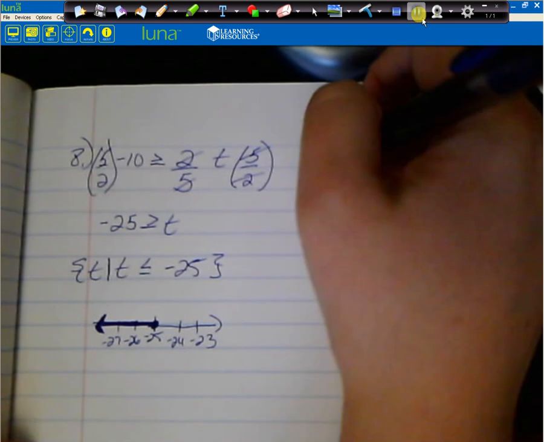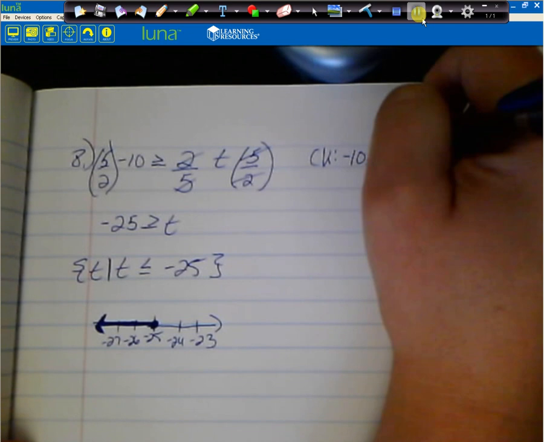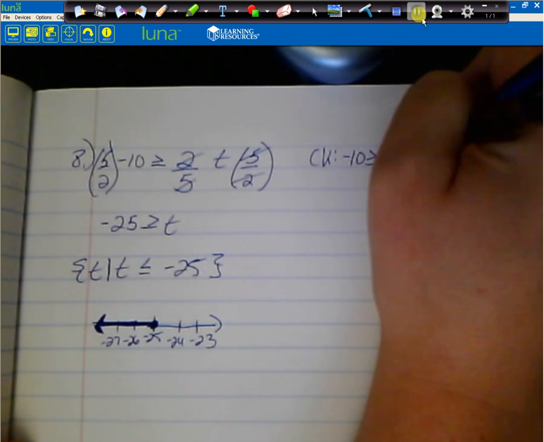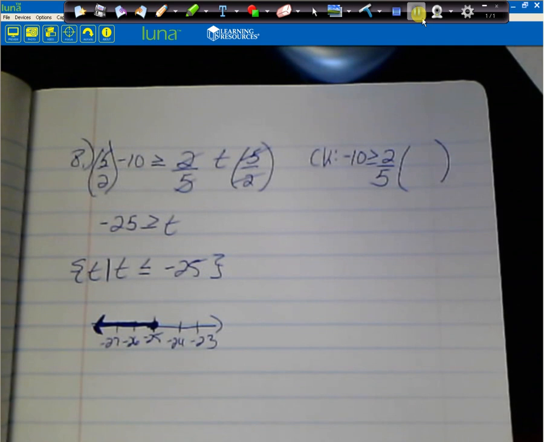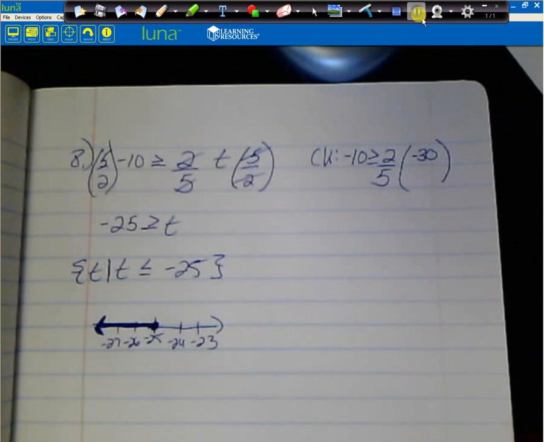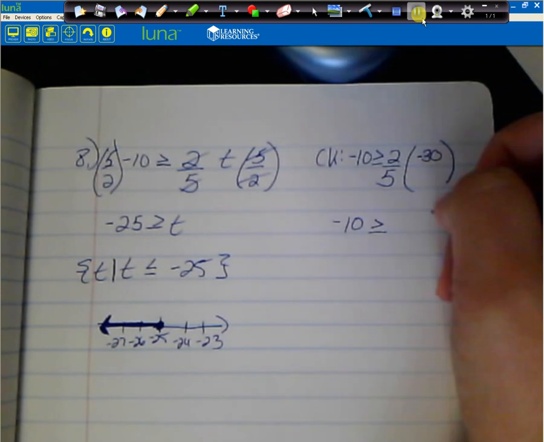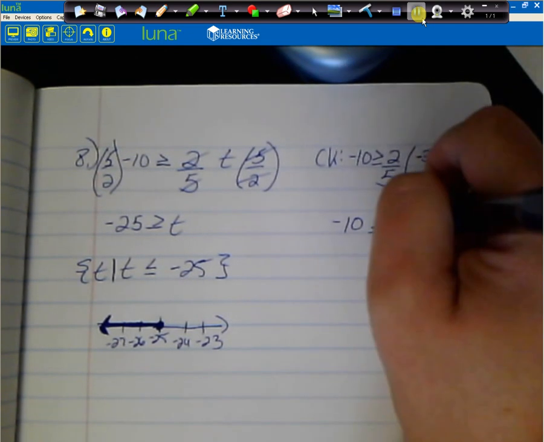Again, make sure that you go back to the original to check. So I set it up, and instead of my t, I'm going to find a number that's on down my number line that is divisible by 5, since 5 is in the denominator. Again, you could use negative 26 or negative 27, but you're going to end up with a decimal. So I'm going to pick negative 30, or I could say negative 30 over 1. And I'm going to get negative 10 is greater than or equal to negative 12, which is a true statement.